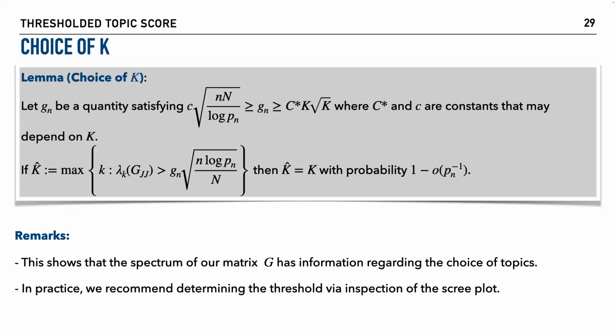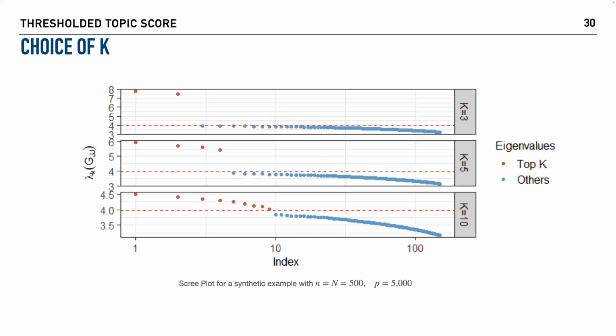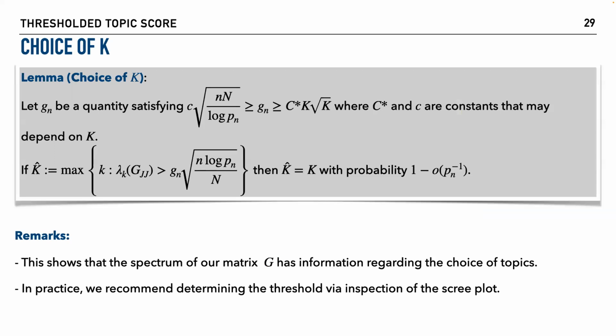So in practice, what we're going to do is just plot the eigenvalues of this matrix and inspect the scree plot to determine what the number is. I would not try to automate this because it's quite sensitive to that choice of G_n. So this is what it looks like, by the way. This is a synthetic example with n equals N equals 500, p equals 5,000, and here we're plotting the scree plot, and we see that indeed there seems to be a curvature that allows you to fix the number of topics.